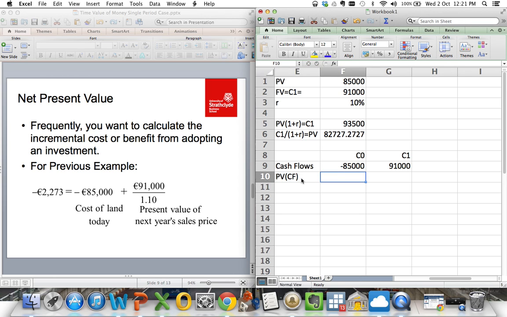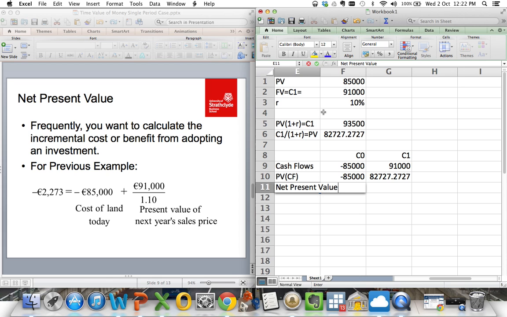Well, the present value of a cash flow today is simply that cash flow. The present value of the cash flow that occurs in 1 year is equal to that value divided by 1 plus, in this case, 10%. I'll just click on that. And you have the 82,000. So that's the present value. What's our net present value?